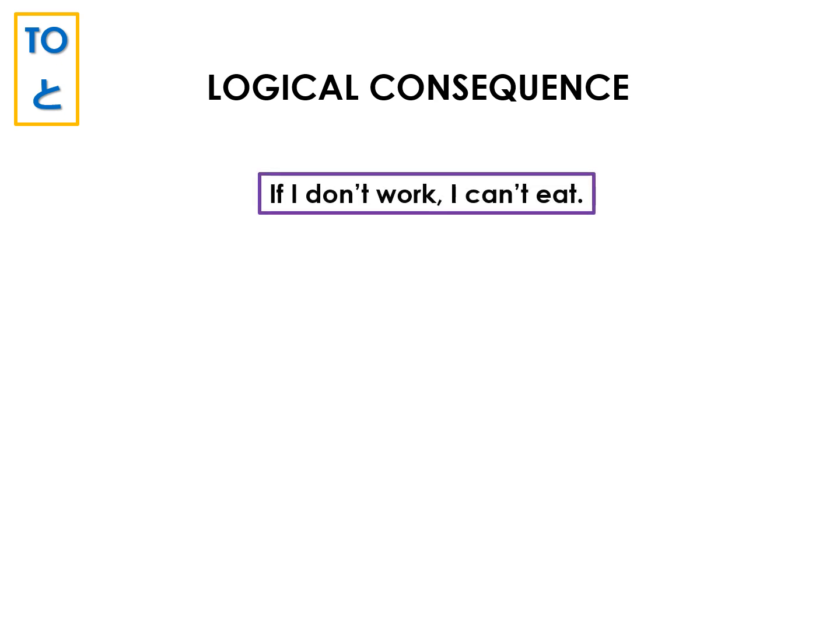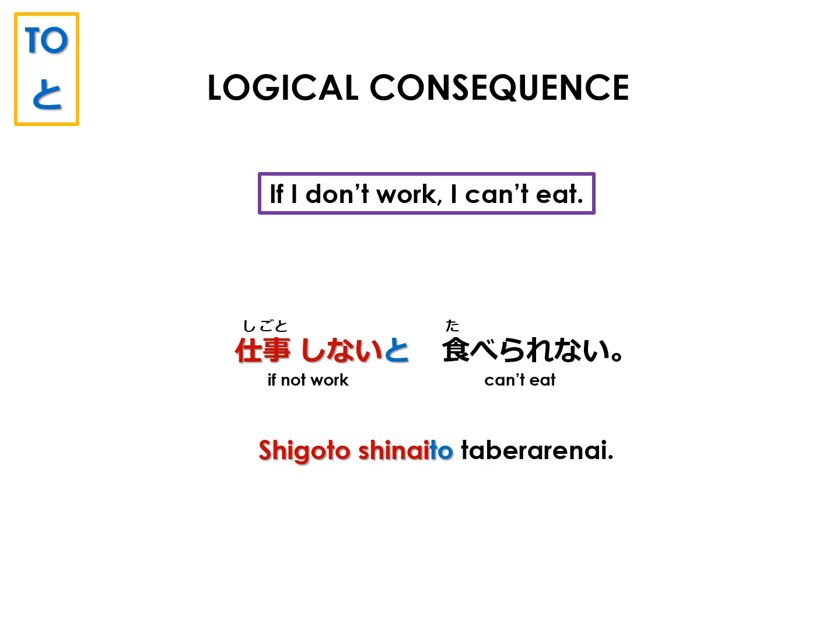Another logical consequence, if I don't work, I can't eat. In Japanese, 仕事しないと食べられない。食べられない is a shortcut ability conjugation of 食べる, and it means cannot eat. You can review the ability conjugation in lesson 57.